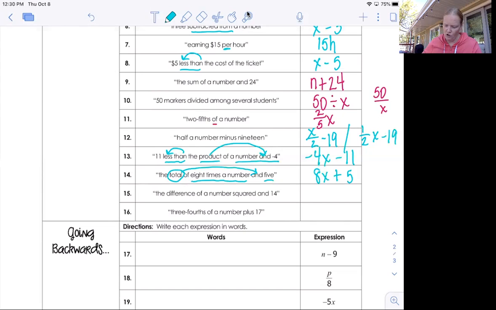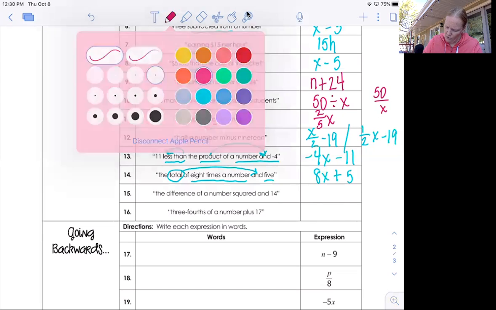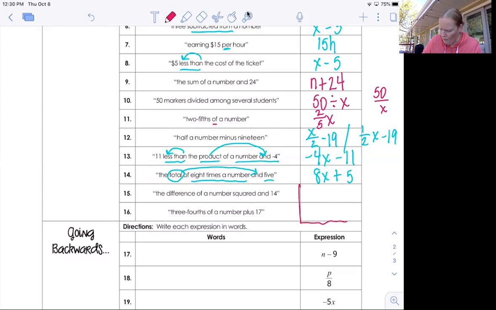So I'd like you to try the next 2 problems on your own. Okay, and one of the things it says is squared. Remember, squared is something times itself. It's an exponent. So try those 2 and we'll check back in just a second.